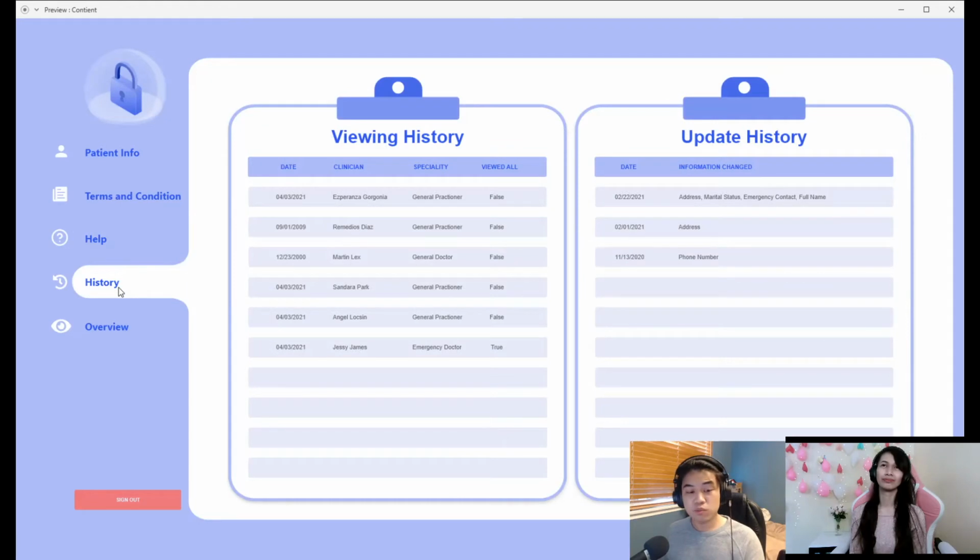For the history, this is where we utilize the blockchain technology, the immutable trustworthiness of the ledger and history of that chain, to identify that, for viewing history and update history. Here we have the date, the who viewed it, their title, and then if they chose to view everything regardless of what she put forth. In the update history, you would have the date and the information that she changed on that day.